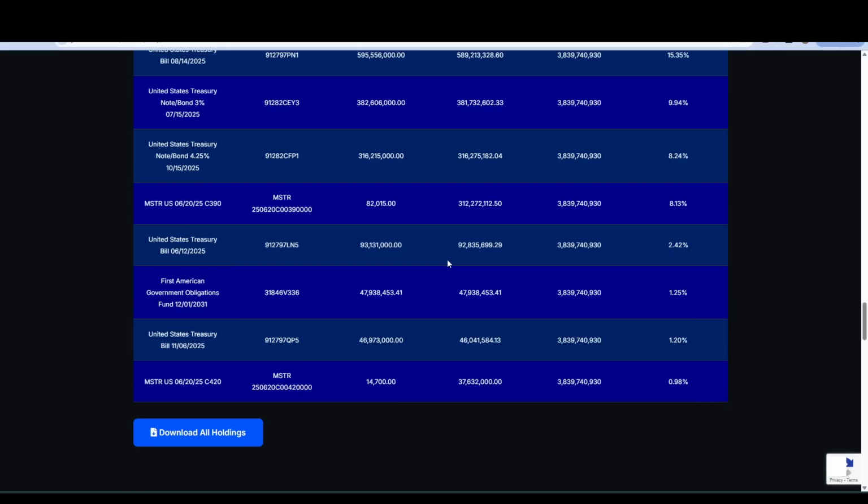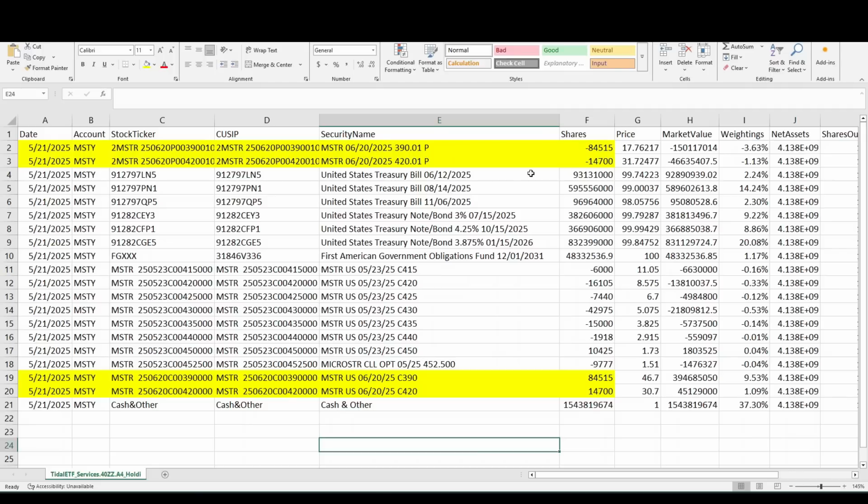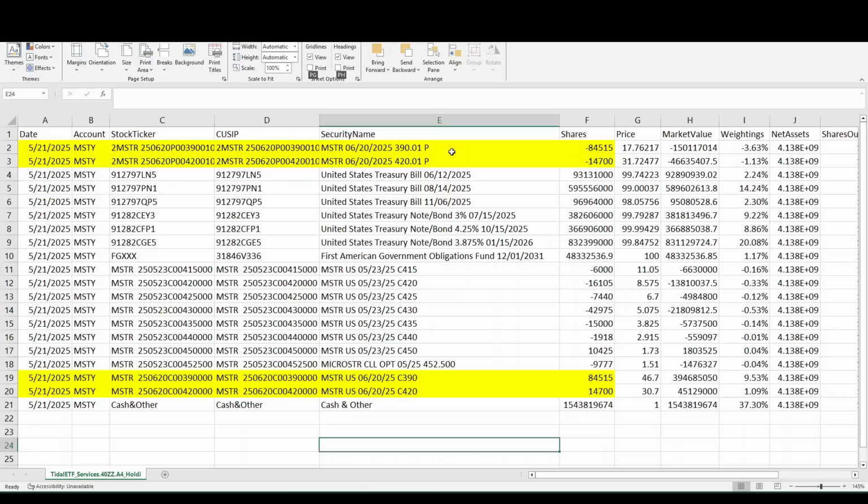Okay, so to look at the holdings, as I wanted to show you what I meant by the synthetic and how that is created, you can download all holdings from the site. When you download that, you'll get a spreadsheet and it will look like this. Here we are on that downloaded spreadsheet, and I have highlighted the two here. As you can see, they have a 390 put and a 420 put that they sold, and then they've got a 390 call and a 420 call that they bought.